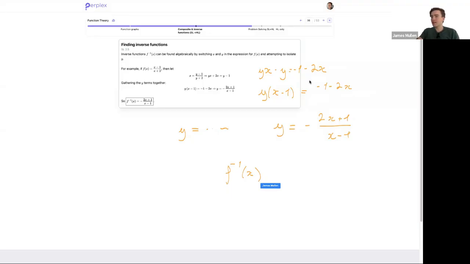Now, if you don't swap the x and y, because you don't have to, you end up with an expression x equals something that has y's in it. And you just have to, at the end, swap x and y and write f negative 1 of x is equal to, and you replace all the y's with x.